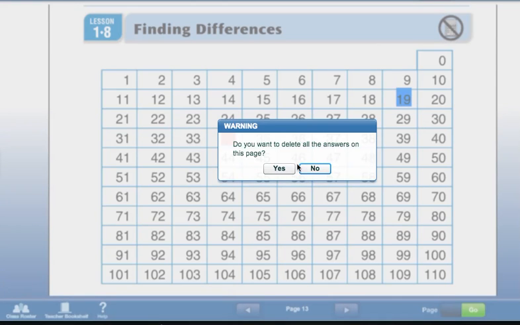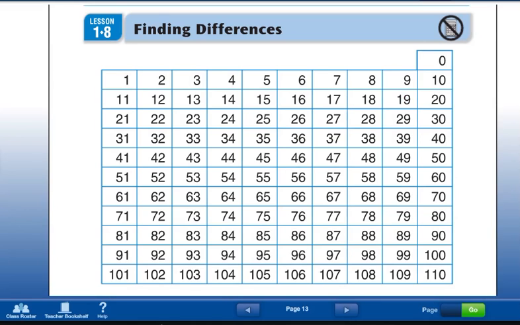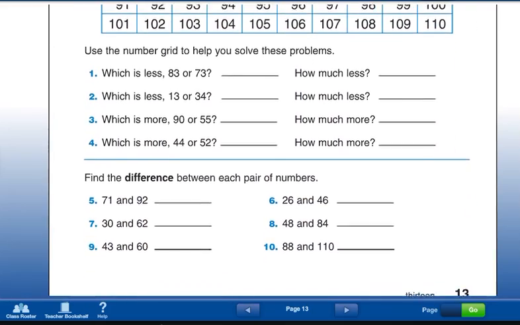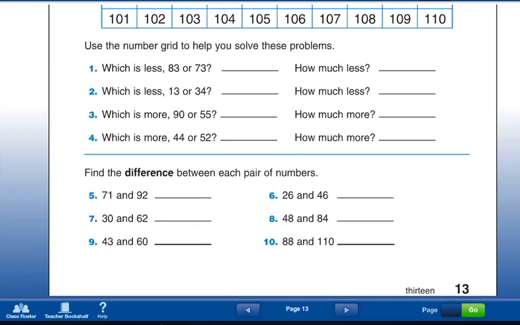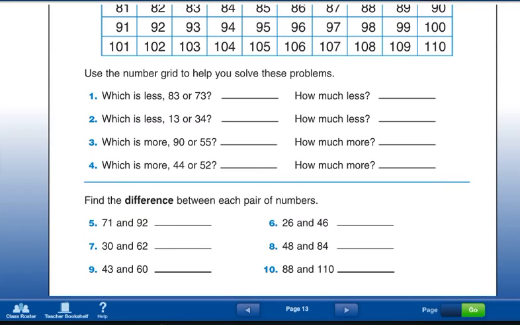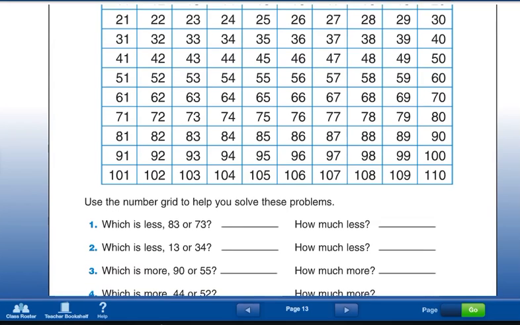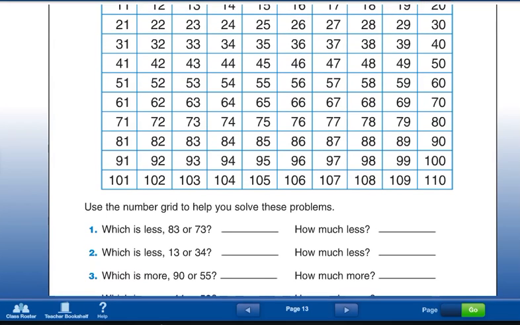All right, what I would like you to do now is to look in your math journal on the bottom of this page, and you are going to use the number grid to help you solve the rest of the problems on this page. So, for example, let's look at number 1. Which is less, 83 or 73? So find the number 83, and then find the number 73. Which of those is the less number?